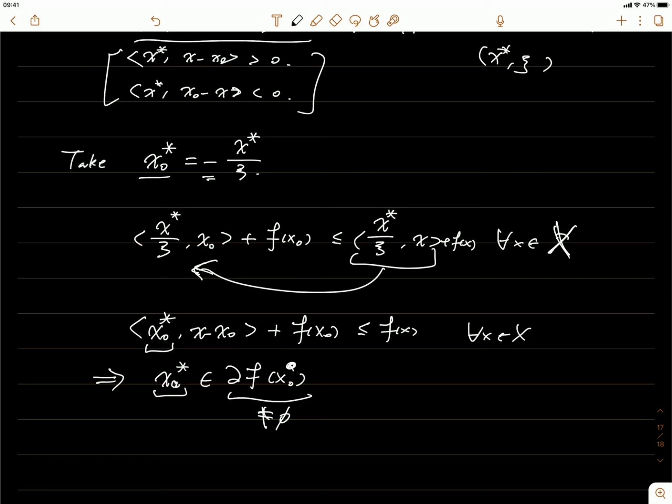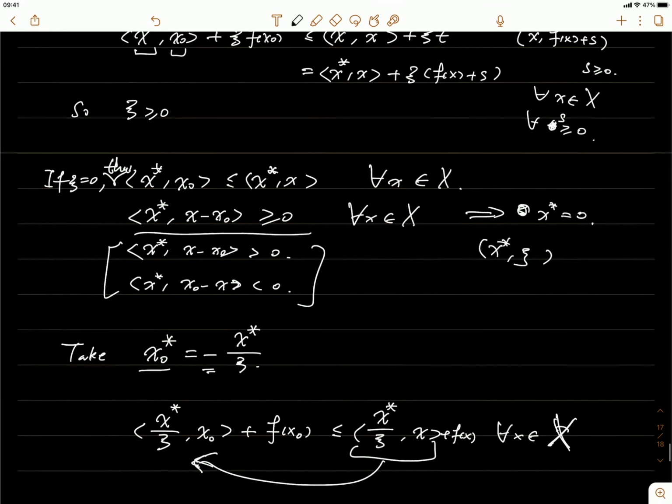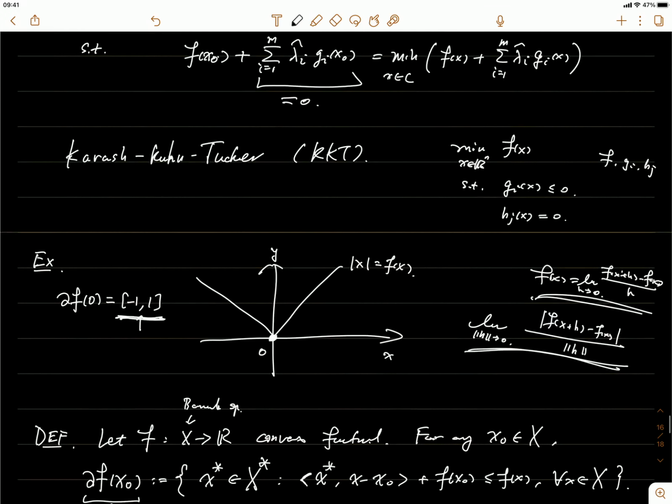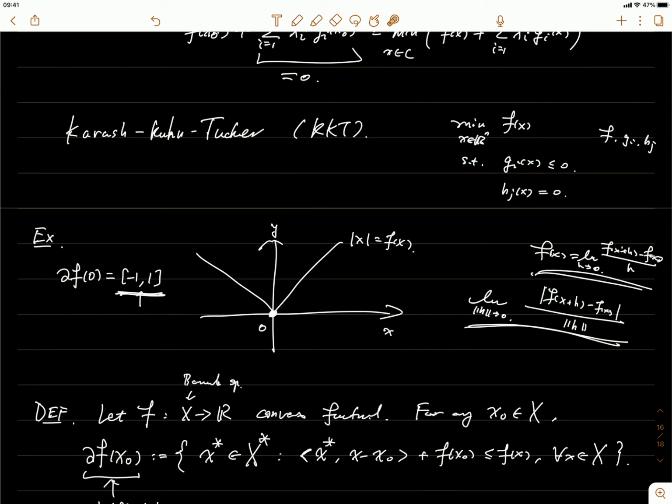So if a function is convex and it's continuous at some point x naught, then the subdifferential there must be a non-empty set. Okay. But it doesn't tell us how many elements are in there, but it must be non-empty. But if the function is differentiable there, then there is only one element in the subdifferential. There's only one subgradient. But if it's not, then you could have multiple of them. It could be even infinitely many of them. Like the example here, at the point 0, there are infinitely many subgradients, because the subdifferential is this interval.